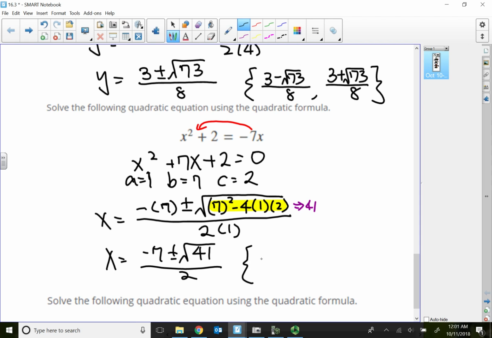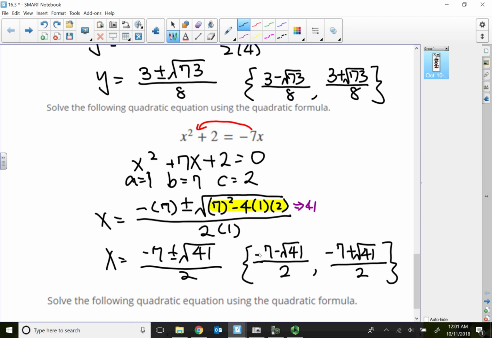So in my solution set, negative 7 minus the square root of 41 over 2. The other one is negative 7. So this negative sign actually belongs to the 7 up top. So I'm not going to put this in the front, okay? Please don't. Just leave it up top. It will be fine. Plus the square root of 41, whole thing over 2. All right.